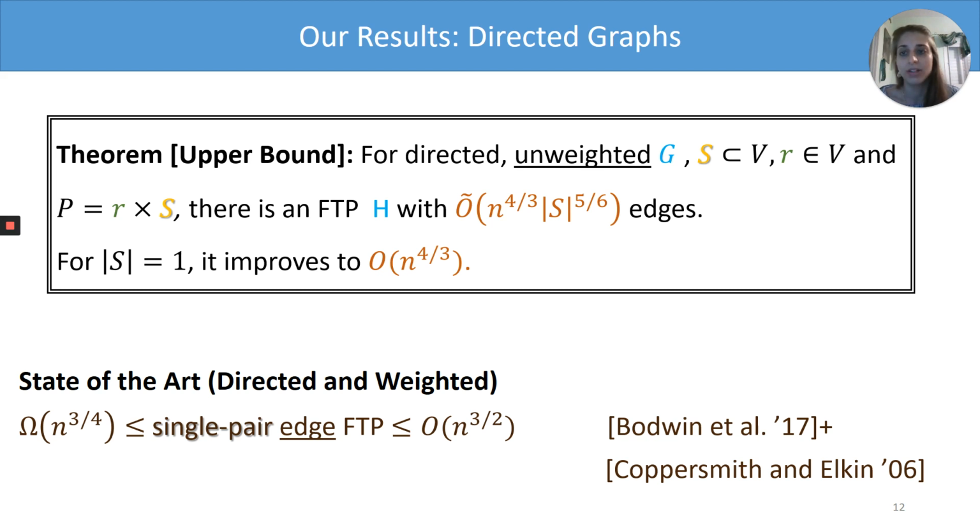So there is a fault-tolerant preserver with Õ(n^(4/3) s^(5/6)) edges. And when |S| is equal to 1, which means that we only have one single pair to consider, this bound improves to be O(n^(4/3)). Like before, we also show conditional tightness of this bound, meaning that until there is improvement in the fault-free setting, we believe that this is optimal.